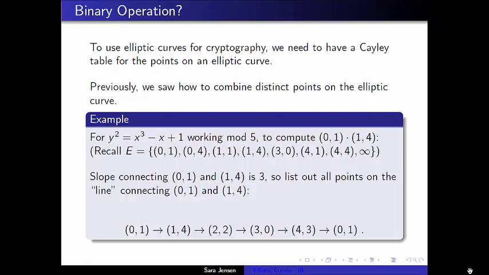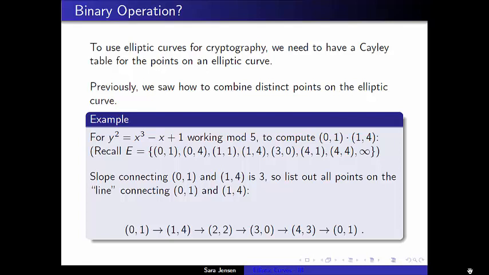So what we did in order to compute (0, 1) dotted with (1, 4) is we found the slope of the line connecting those 2 points with a change in y over a change in x, and we found that that slope was 3. And what we would do is list out all of the points on the line that connects (0, 1) to (1, 4). I put line in quotation marks there because when you plot everything modulo 5, it's not going to look like a straight line, but it's still following that concept of what it means to be a line. So we would start at (0, 1), and the next point on the curve would be over 1 and up 3 units, so it would be (1, 4).